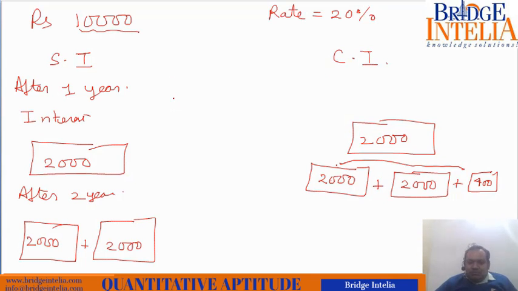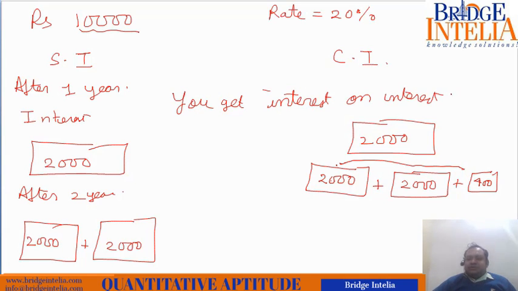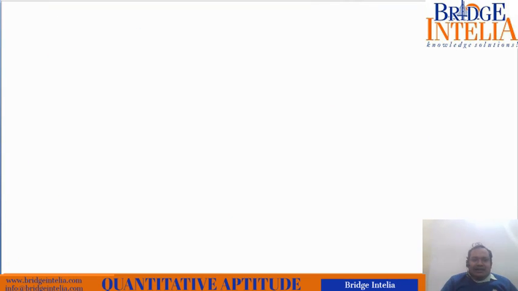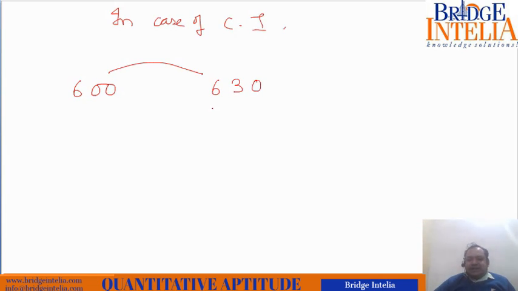So you can say you get interest on interest in case of compound interest, but this is not happening in case of simple interest. So if you ever see such questions, in case of compound interest, that last year the bank had given me 600, but this year the bank is giving me 630.